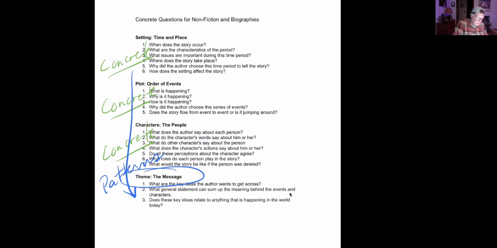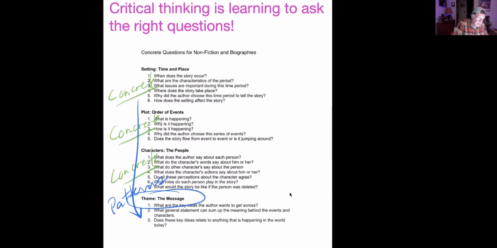Okay, so you're being critical, you're thinking like a critical thinker by asking the right questions, and those right questions in this concrete way will lead you to the theme. Okay, so I hope that this gives you some idea about both reading journal articles, textbooks, and also fiction and nonfiction and historical biographies and all those things.